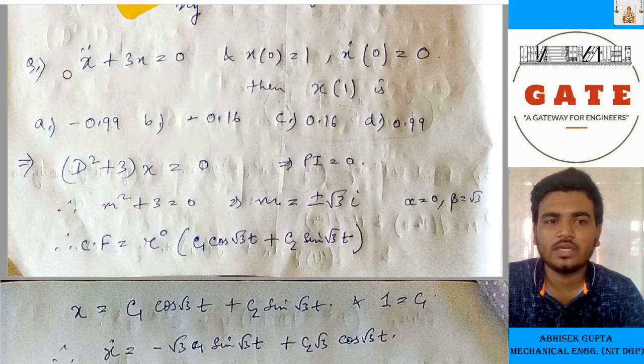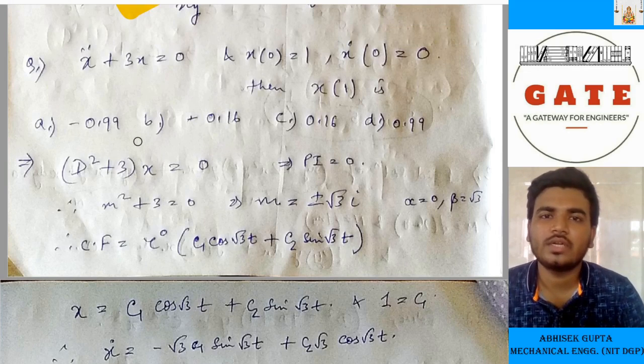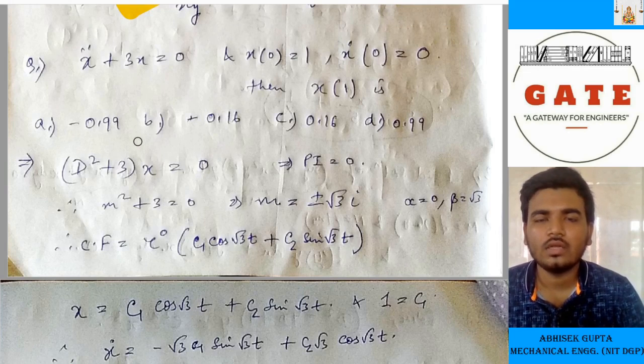Next question. x double dot + 3x = 0 and x(0) = 1 and x dot(0) = 0. Then find x(1). How to solve this? See, x double dot means d^2x/dt^2. So here we can write (D^2 + 3)x = 0. Okay, so the particular integral is 0 here.